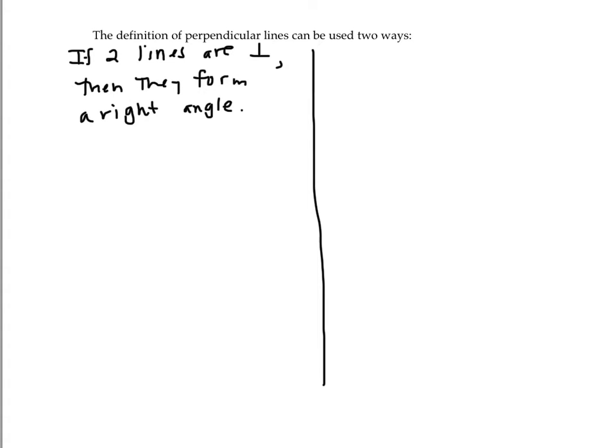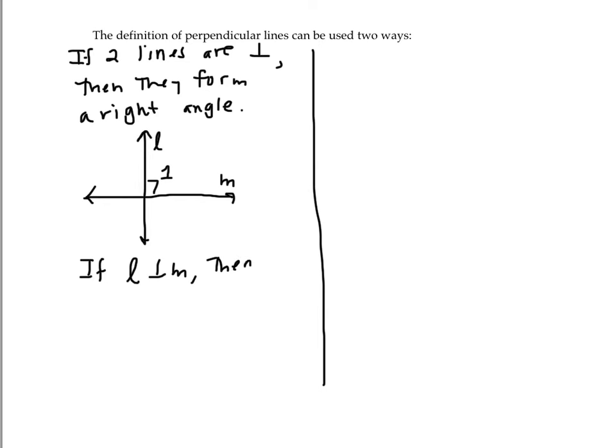So if we check out a diagram, and let's have line L perpendicular to line M, and let's label this angle number 1. So in other words, if we were given L perpendicular to M, so that's our hypothesis, then we can come to the conclusion that angle 1 is a right angle, or the measure of angle 1 equals 90 degrees. So we're starting off with the knowledge that the lines are perpendicular, and our takeaway from that is that angle 1 has a measure of 90 degrees, or angle 1 is a right angle.